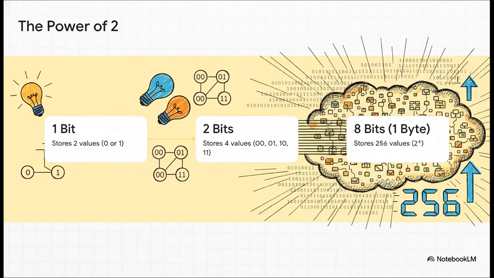And watch what happens when we start putting these bits together. The capacity grows incredibly fast. As you can see, one bit gives you just 2 options. But add a second bit, and you double that to 4 possible combinations. By the time you get to a full byte of 8 bits, that exponential growth gives you 2 to the power of 8. That's 256 different values you can represent. This power of 2 is the key to everything.